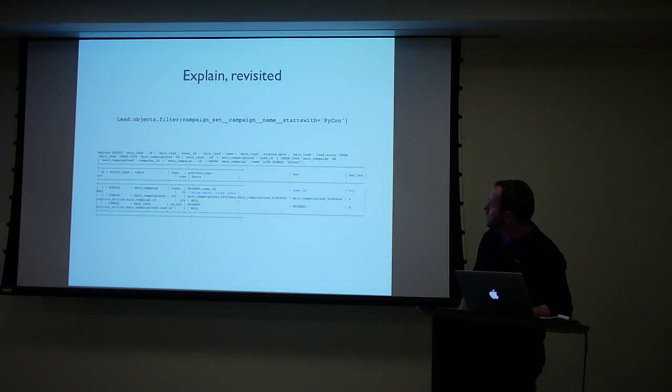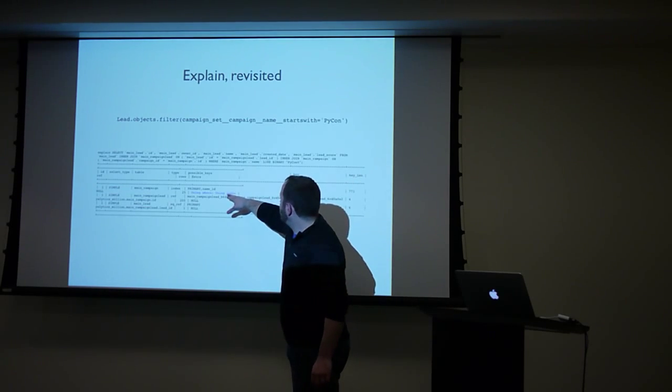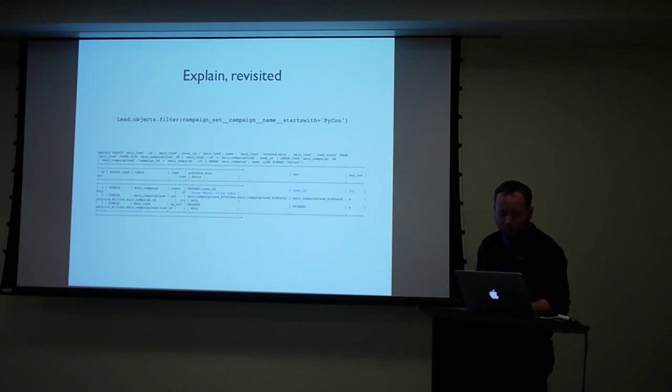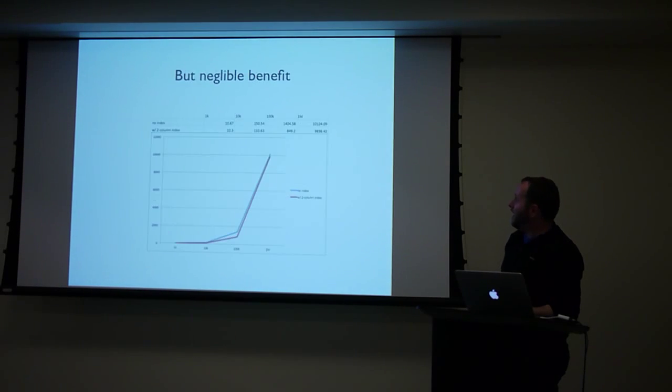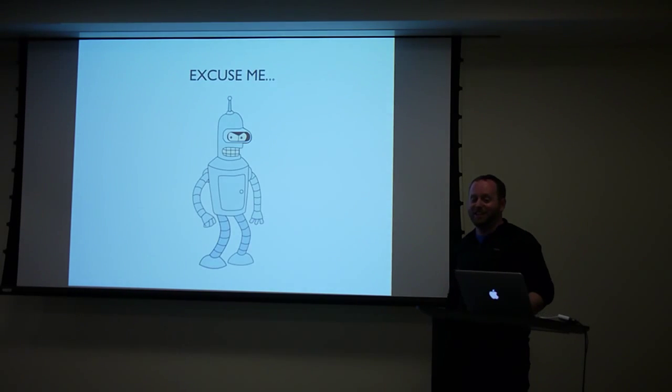And now going back to explain, this part is taking care of the where, it's using this index. This actually had negligible benefit when I did it. It's a bad example, sorry.